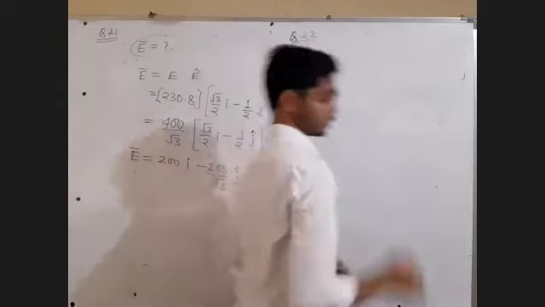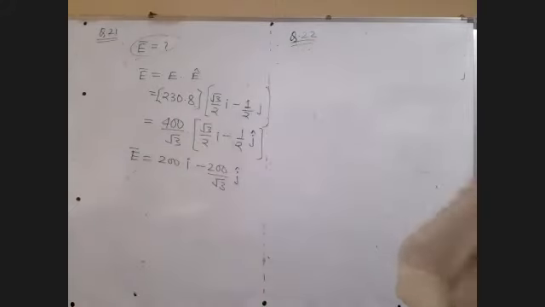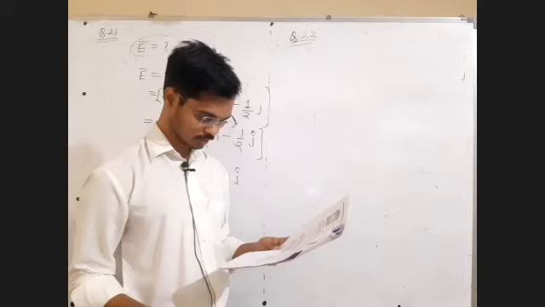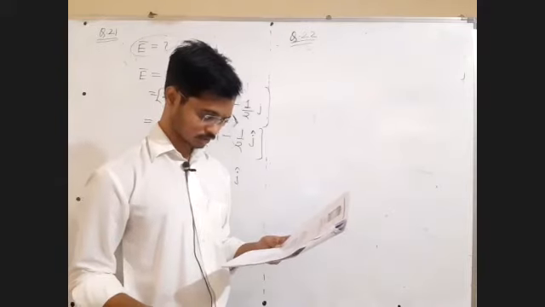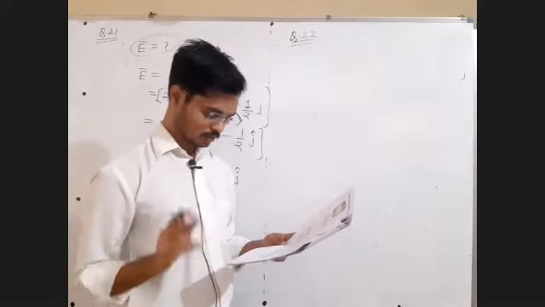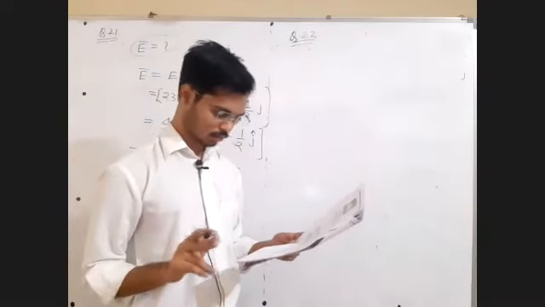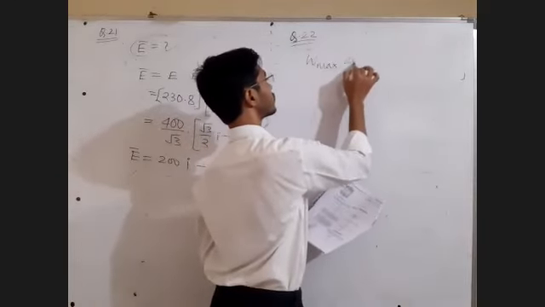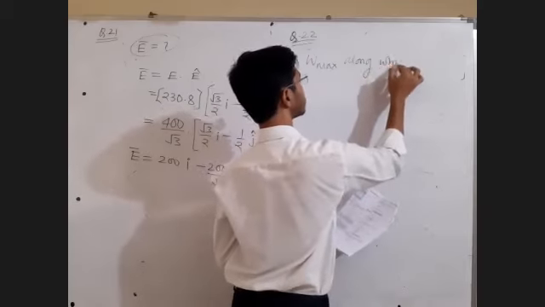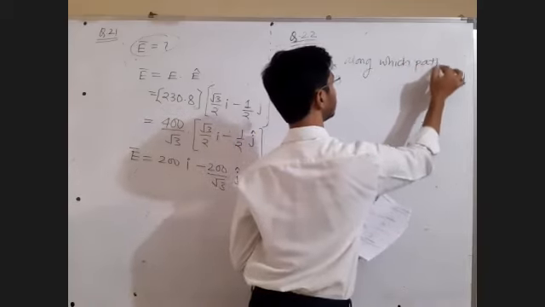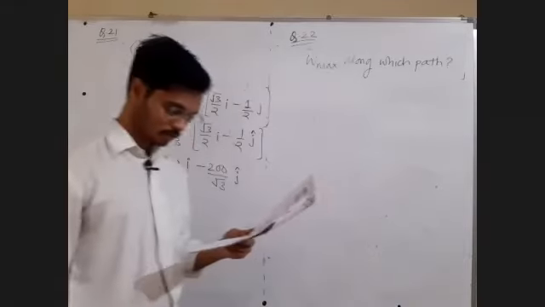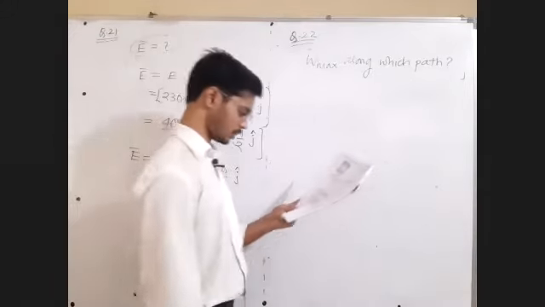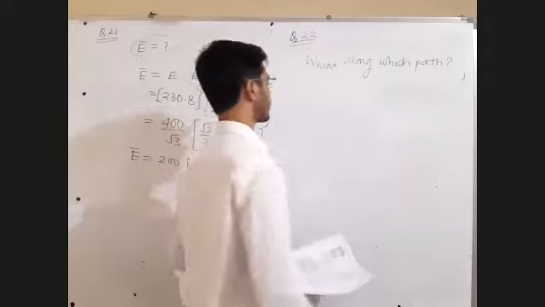Question number 22. In the following figure, along which path will the work done be maximum in carrying a charge from point A to point B in the presence of another charge? In the presence of another charge means in the electric field of another charge.